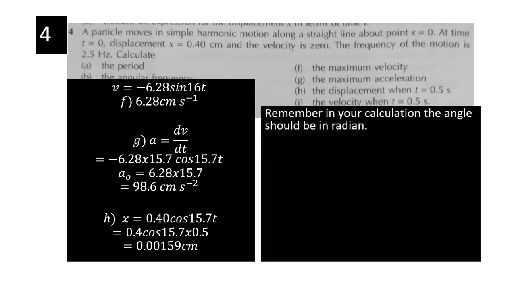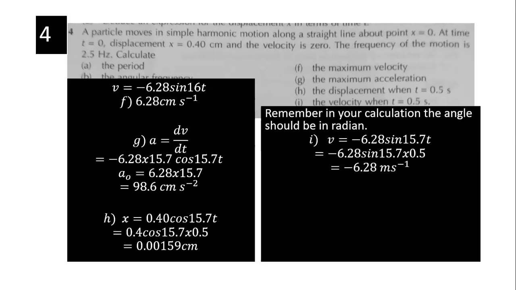Okay. Velocity. How to find the velocity at time t equals 0.5? Input the value: negative 6.28 sine bracket 15.7 times 0.5, and then you will get negative 6.28. Okay, good. Anything not clear? Okay.